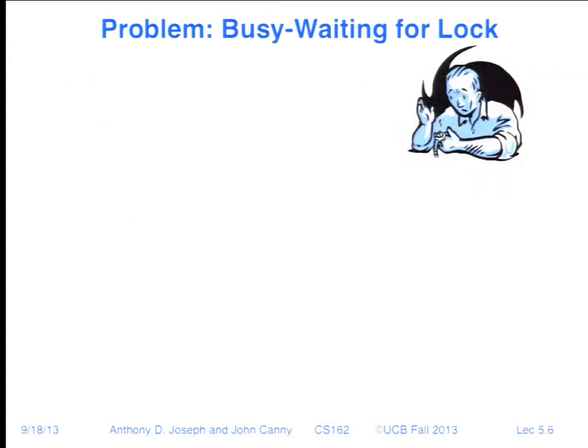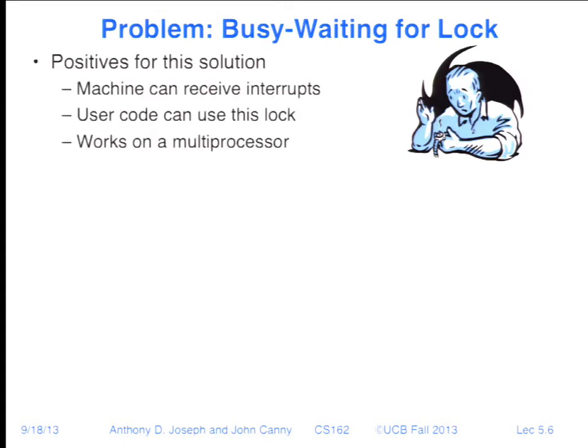So the main problem with that is that it's relying on busy waiting for synchronization. Positive things are that it's not relying on interrupts, and user code can use this. So we can give this primitive to users because it's safe, doesn't interfere with the operation of other primitives. And it will work on a multiprocessor, assuming test and set works on a multiprocessor.